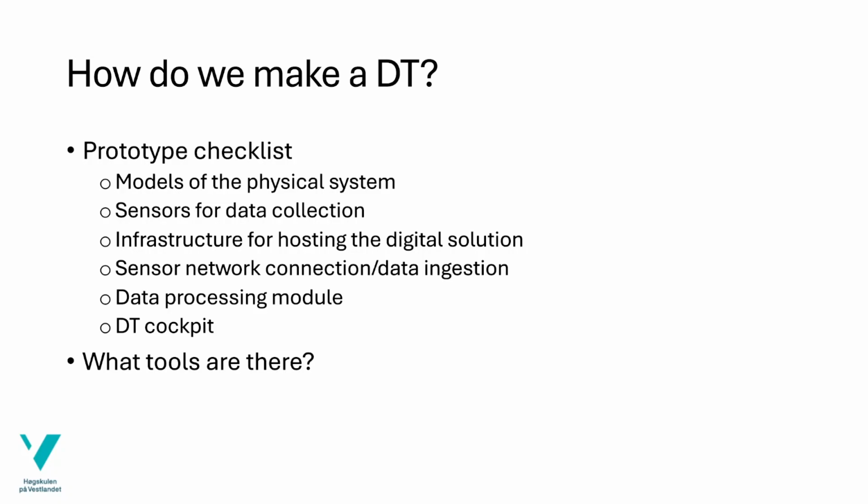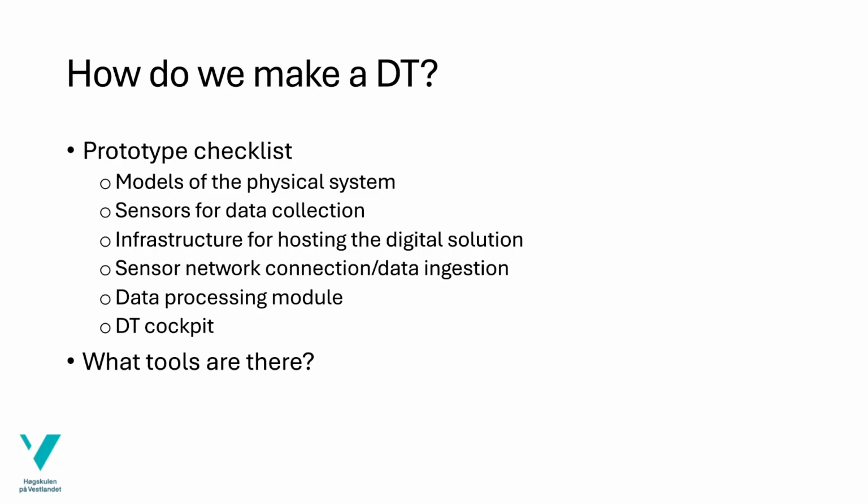How do we make a DT though? Well, the following is kind of a prototype checklist, a very basic one. Of course, one needs to model the physical system in some way. So you need to extract kind of all the interesting properties of the physical system to have in the digital side. You also need the sensors for the data collection, so kind of like we already have in the Austevoll site underwater. We need the corresponding infrastructure, something that's going to host the digital solution for us. So something that's going to be either like a server or a cloud that's going to be running some kind of data processing, handling the model, and so on.